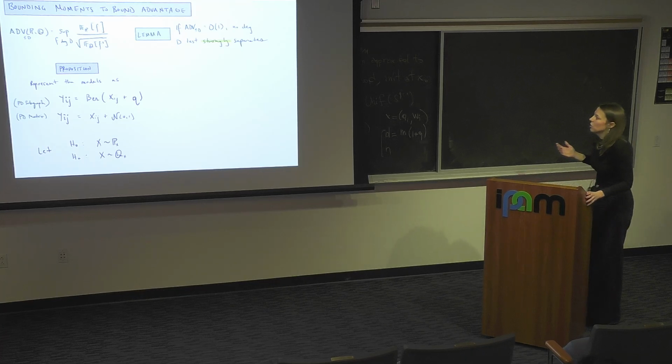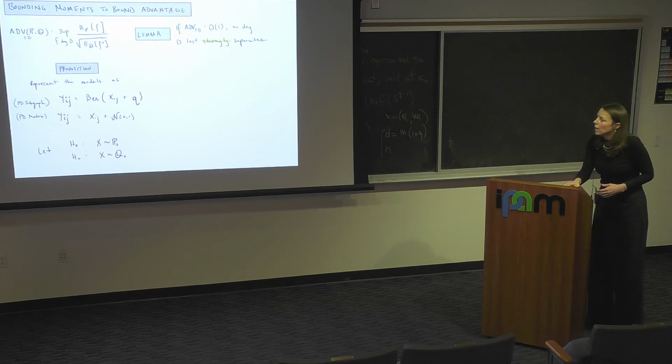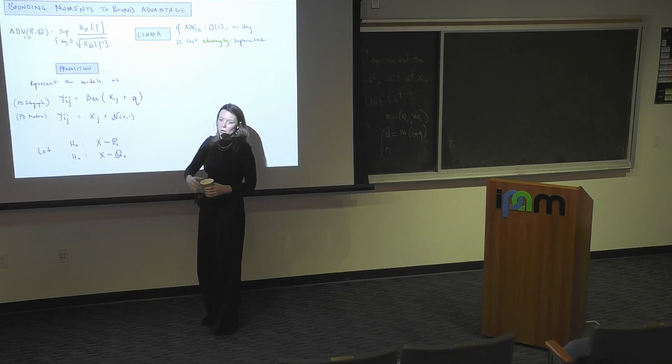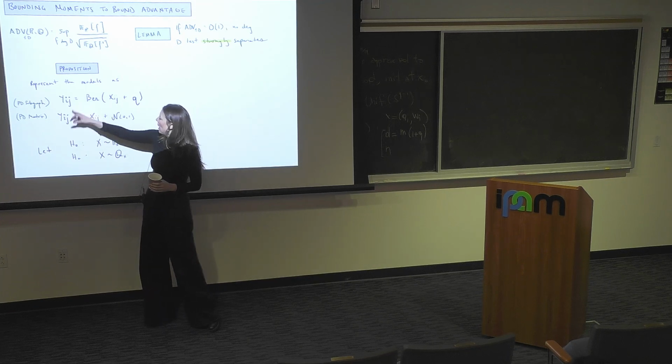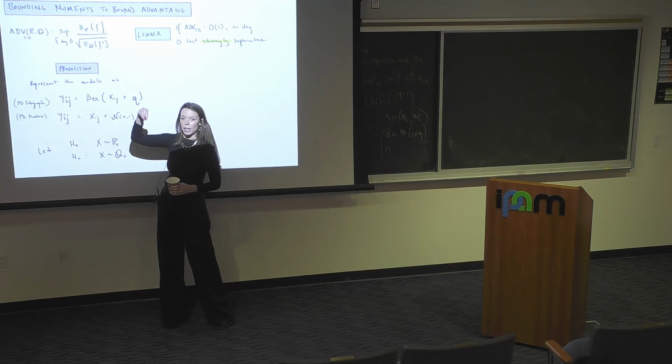So then how do we actually study this object that's the advantage? The key point is that it boils down to bounding moments under these two distributions. What we're thinking about is representing my two models as y equals x plus noise. So I have my output y. In the submatrix problem, it's obvious: I have either a 0 if you're not in the same community, or an elevated mean if you're in the same community, plus the background noise.